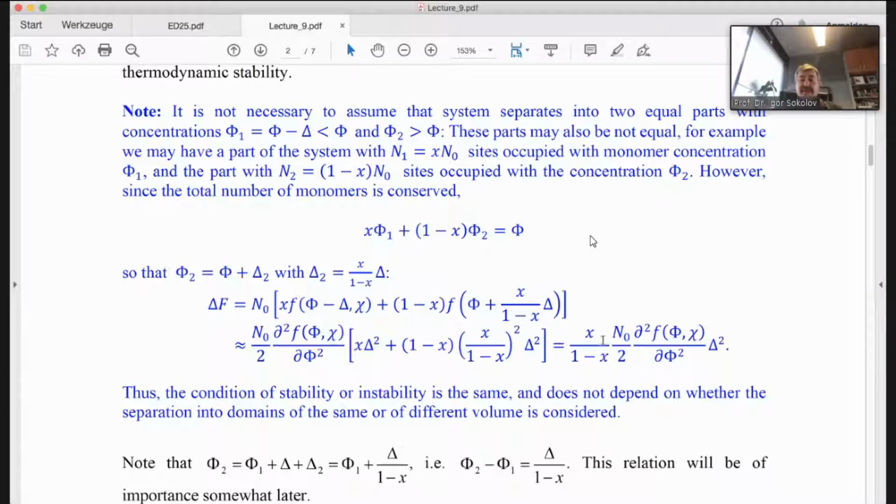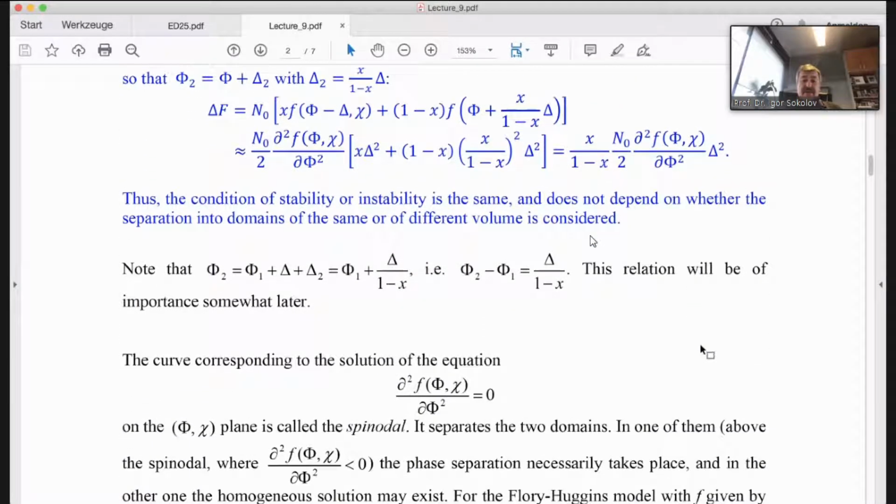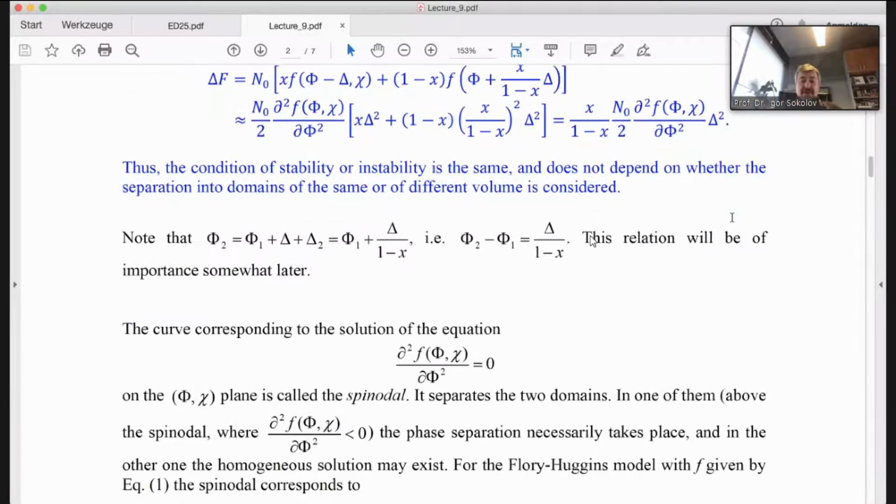Why? This is because x is always between 0 and 1. X is a part of the volume occupied by the first phase. Any phase cannot occupy less than 0 or more than the whole volume. So this is non-negative. And this is exactly the same second derivative. Okay, now I will use these expressions later, therefore I put it here.